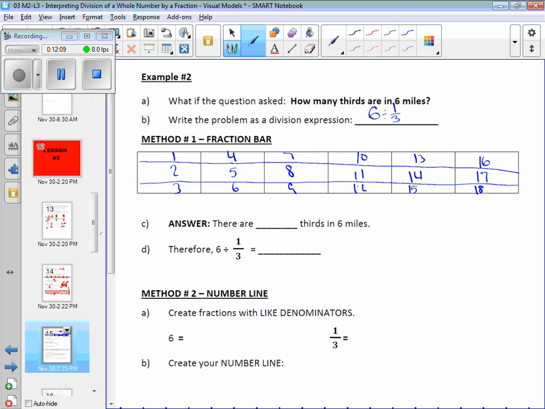Yes. How many got 18? That's our answer. Think of it again. I have 6 slices of pizza. Each one I'm cutting into thirds. I'd have a total of 18 slices. All right, finish it up. There's 18 thirds in 6 miles, and then 18 again.